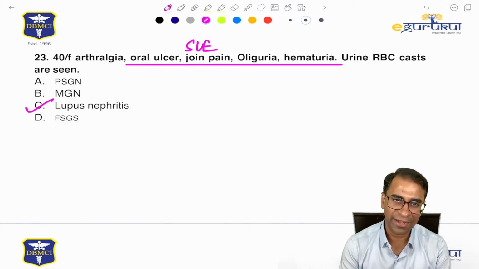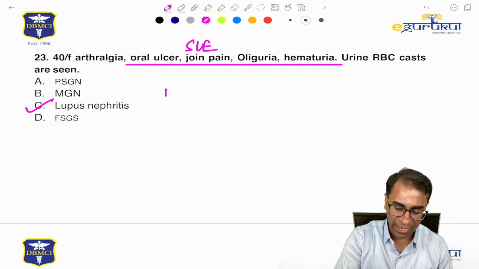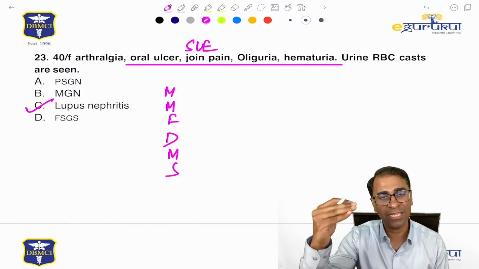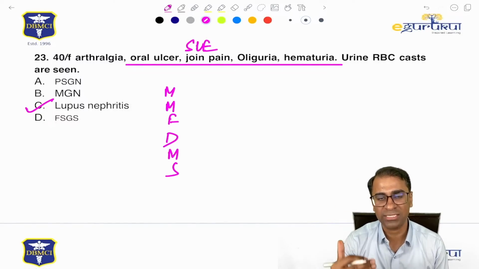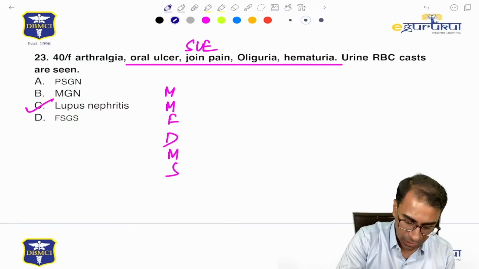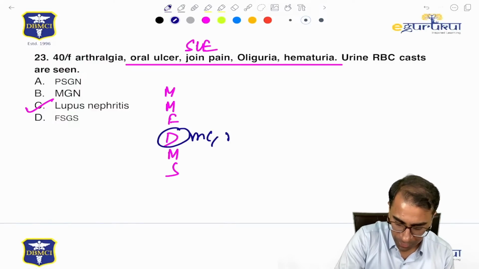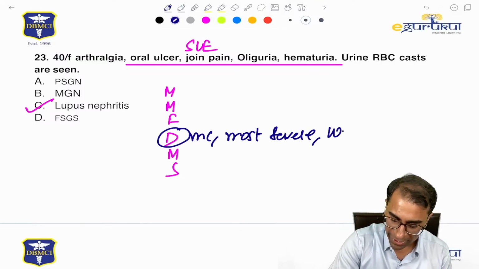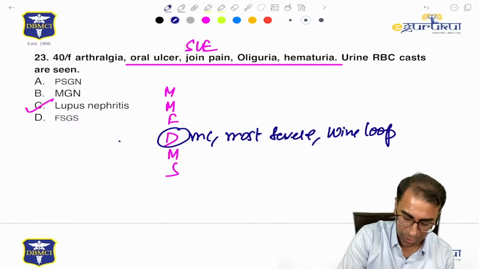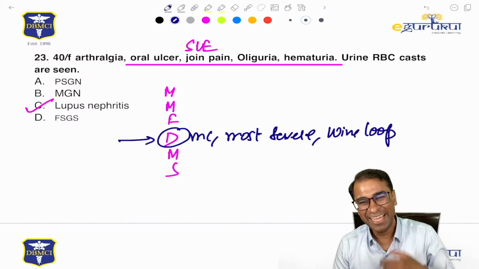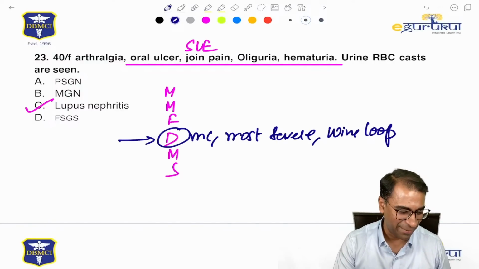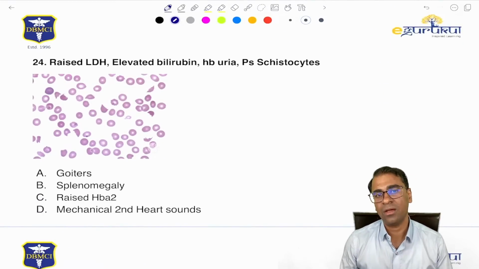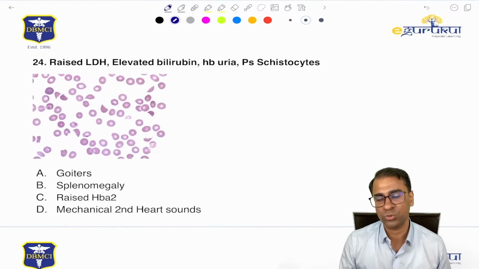In lupus nephritis, just remember the 6 classes: M, M, F, D, M, S. Minimal, mesangial, focal, diffuse, membranous, sclerotic. Among these, diffuse is the most common and most severe, and it shows wire loop lesions. So at least don't forget the fourth one. MMFDMS.